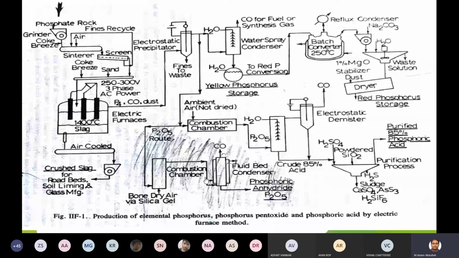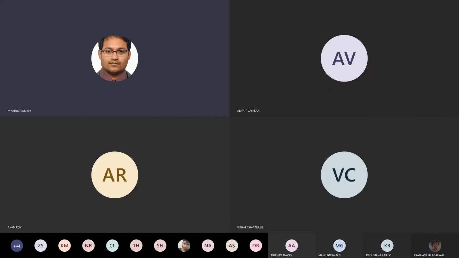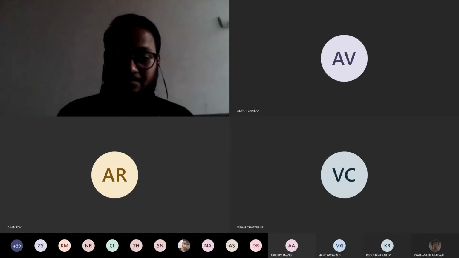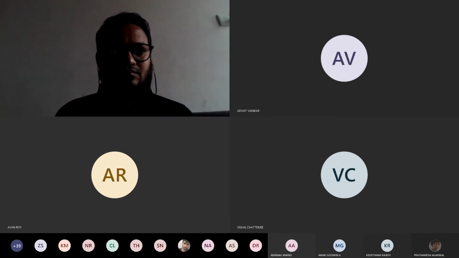Okay, the next question. Why is 1% magnesium oxide added to maintain the stability in the batch converter? Why not another reagent?